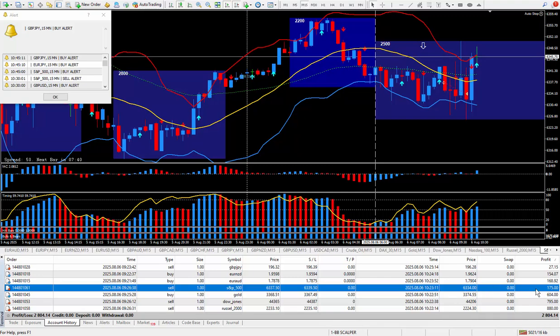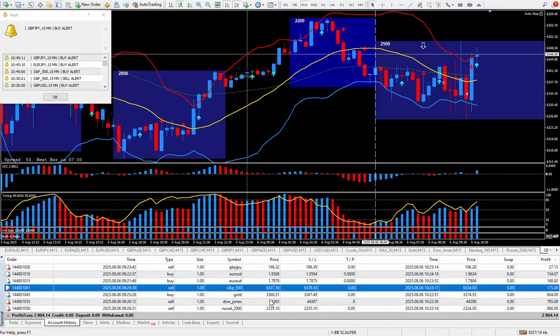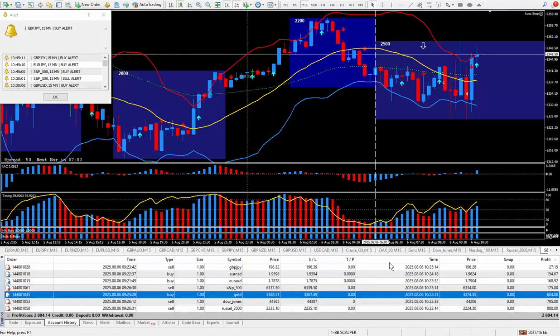Took the calculator, took the money divided by 5. We're looking for 35. So it should show us 35. There it is right there, 35 ticks, paying out $175. Okay, let's move on to gold.